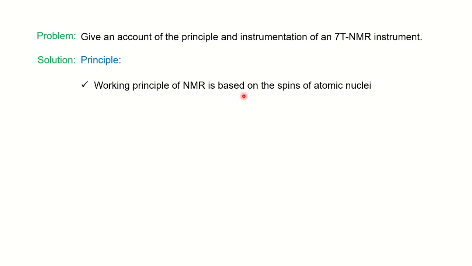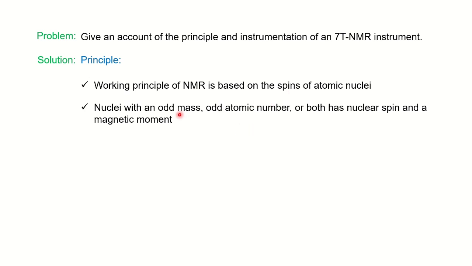Working principle of NMR is based on the spins of atomic nuclei. So here in NMR we talk about the spins of the atomic nuclei. So how to find which nuclei are NMR active? Nuclei with odd mass, odd atomic number or both will have the nuclear spin and it will behave like a magnet, and so it will possess a magnetic moment. In the presence of magnetic field, the nucleus will spin. Okay, spinning will start and it will show the NMR activity.